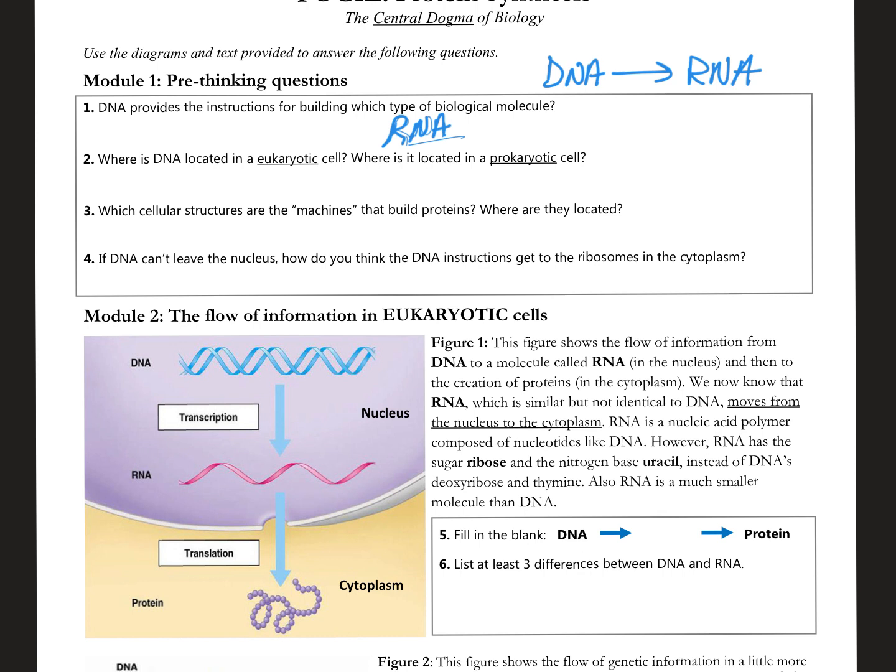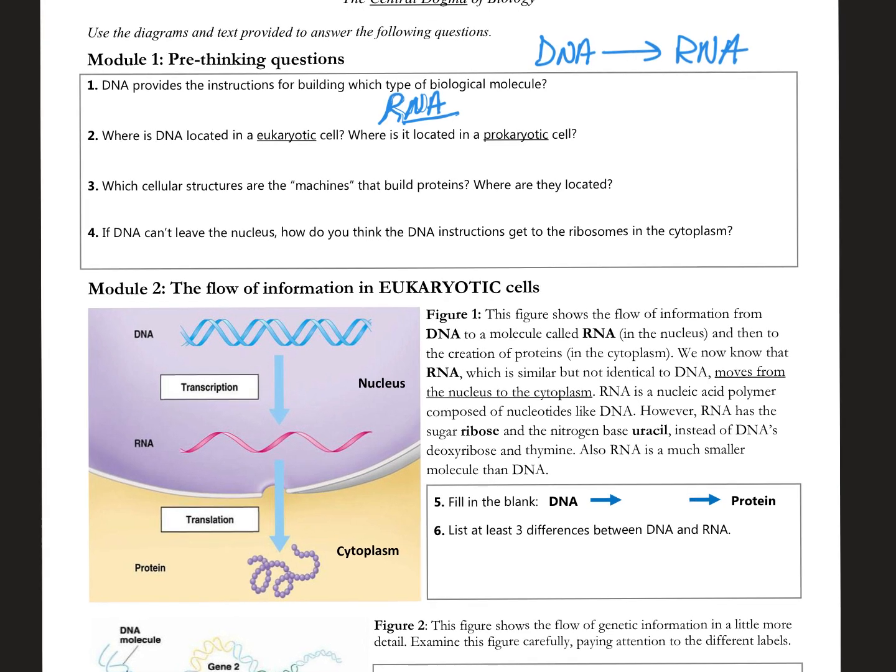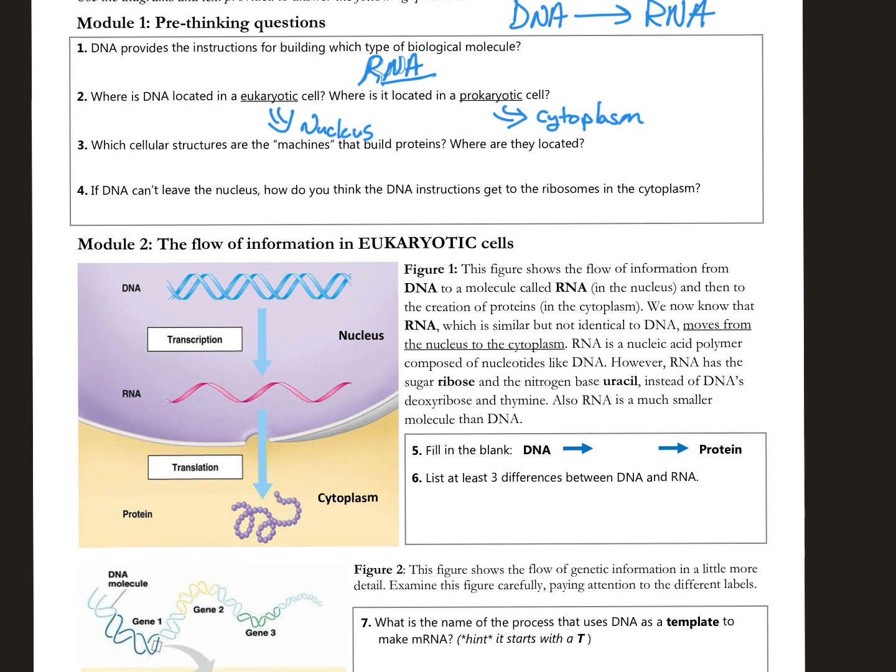So our DNA gets turned into RNA. Not every gene gets turned into a protein. Where is DNA located in a eukaryotic cell? It's going to be in the nucleus. I think that's simple. In a prokaryotic cell, it's in the cytoplasm. It has no choice. There is no nucleus in a prokaryote.